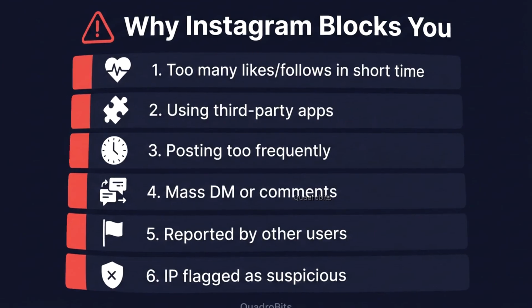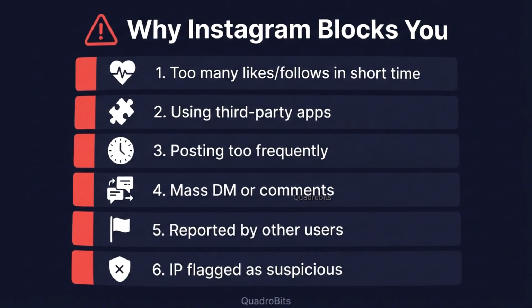happens again. First, let's understand why Instagram blocks you in the first place. There are 6 main reasons. Number 1, too many likes or follows in a short time. If you're liking 50 posts in 2 minutes, Instagram thinks you're a bot. Number 2, using third-party apps like autofollowers or schedulers that violate Instagram's terms.